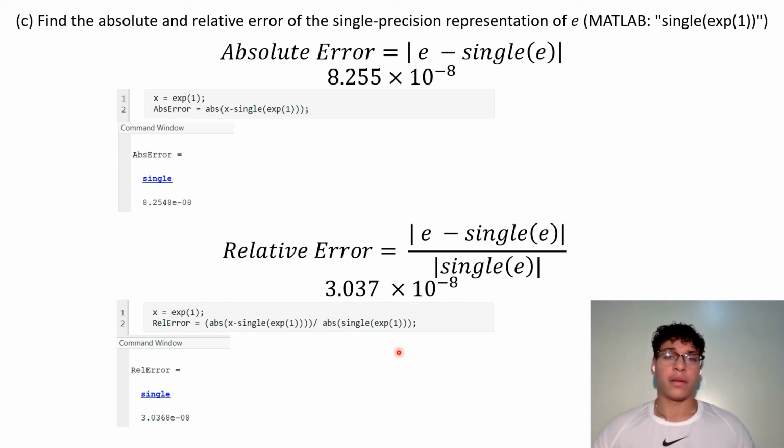And notice how with using the single precision, we would get a much smaller absolute and relative error for this problem.